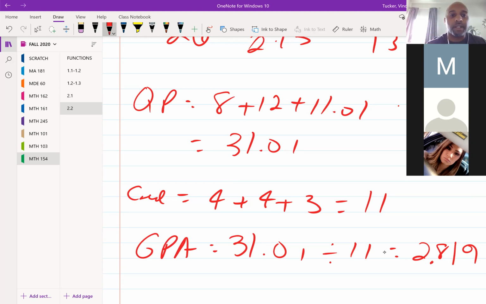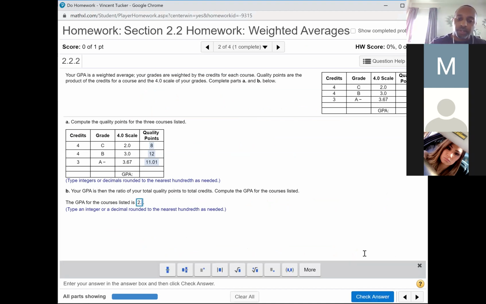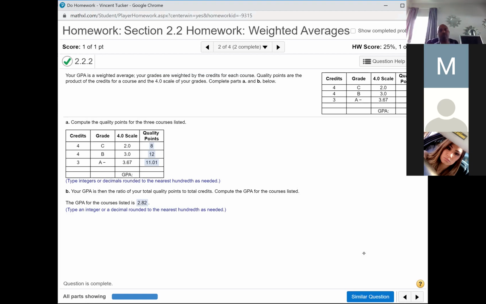All right, so let's go back. Like I said, I always like to make sure I didn't miscalculate anything. Type an integer or decimal rounded to the nearest hundredth as needed. So it's 2.82. All right, so we're good to go. So like I said, try it out. Those steps should be what you will be trying to follow as you progress throughout your many problems of 4 in this section.